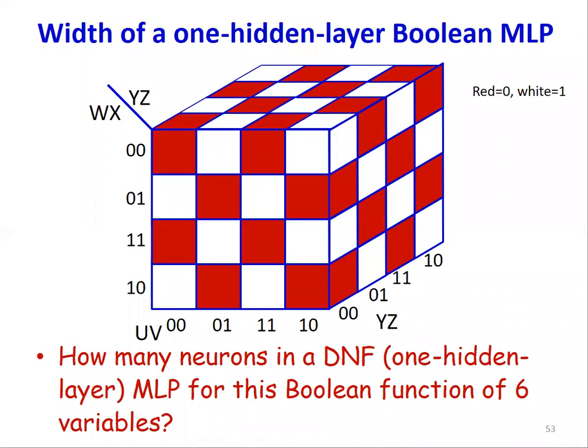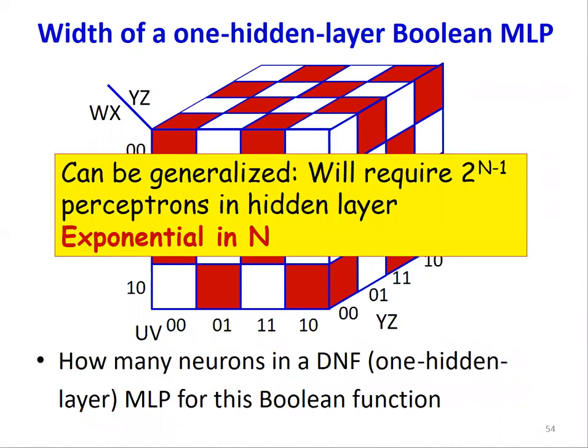And so now you have 6 variables, and because you have 6 variables, you have 64 combinations. So the cube has 64 squares, subcubes, and every alternate cube is a different color. How many neurons would I need in the hidden layer in a one hidden layer MLP for this Boolean function? Anyone? 32. 32, right? In general, if I have n inputs, I'm going to require 2 raised to n minus 1 perceptrons in the hidden layer. This is exponential in n.